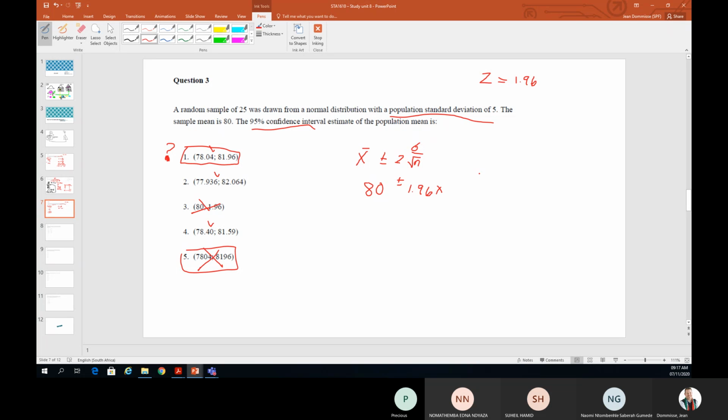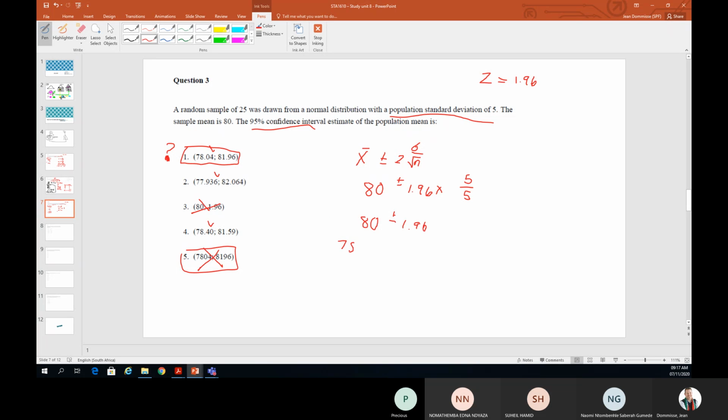The standard deviation was 5. The n was 25, so the square root of 25 is 5. So 5 divided by 5 will be 1. 1 multiplied by that will be 1.96. So my confidence intervals will be 80 minus 1.96 for the lower one, and 80 plus 1.96 for the top one.